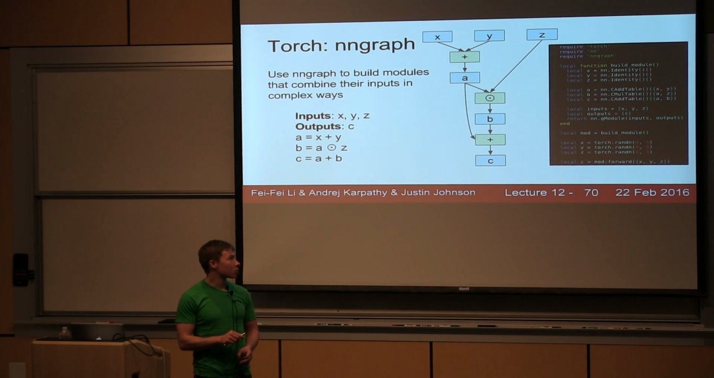And again, these are not actual tensor objects. These are now sort of symbolic references that are being used to build up this computational graph in the back end. And now we can actually return a module here where we say that our module will have inputs x, y, and z and outputs c. And this nn.gModule will actually give us an object conforming to the module API that implements this computation. So then after we build the module, we can construct concrete Torch tensors and then feed them into the module that will actually compute the function.